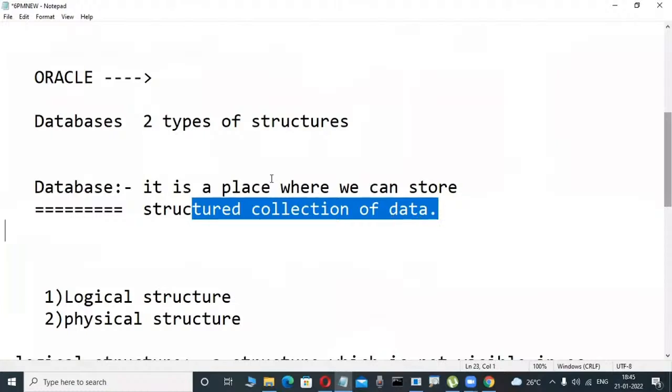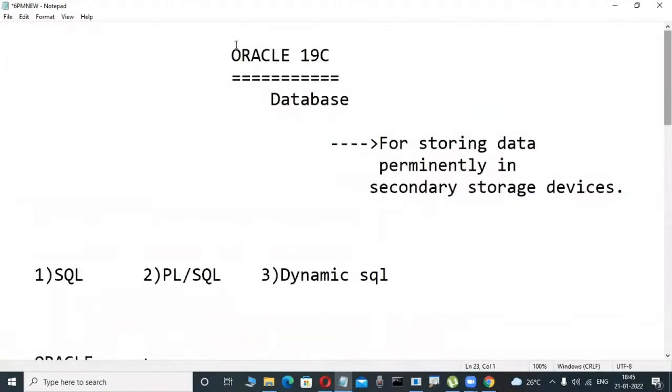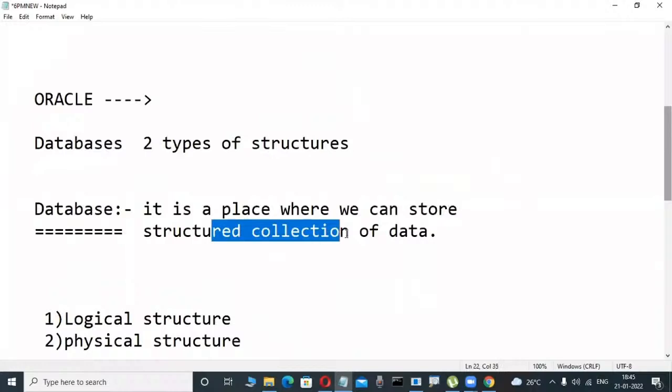Understood? Yes. And this is Oracle, a product from Oracle Corporation. In our course, we are learning the 19C version only. This is a database product. What is a database? If anybody asks, as a developer we say it is a place where we can store a structured collection of data. That is the logical side we are telling.